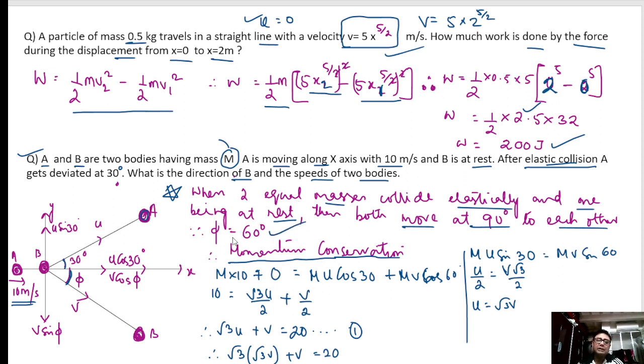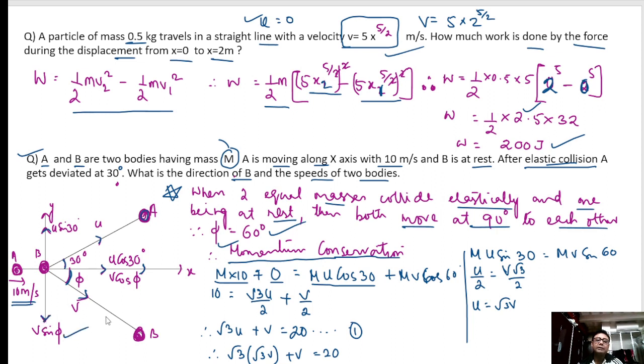Now in an elastic collision, momentum is conserved, that is, momentum before and after is the same. So what is the momentum before? m into 10 plus 0, because B is at rest, and let the final velocities be u and v. So it is m u cos 30. As you can see, this component has horizontal component u cos 30 and vertical component u sin 30. Similarly, v has a horizontal component v cos phi and vertical component v sin phi.